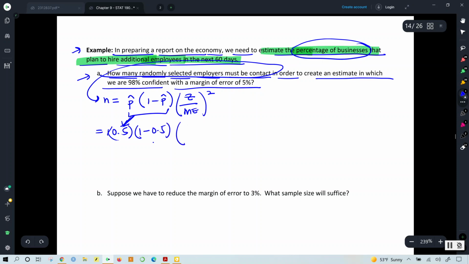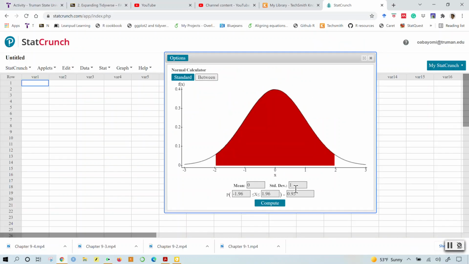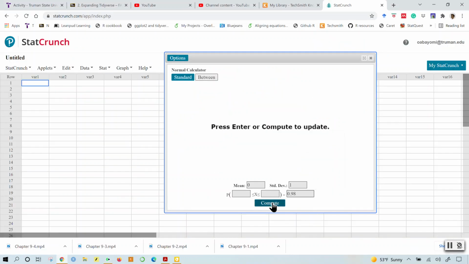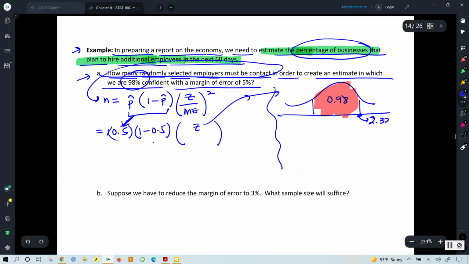Our Z is currently unknown, so we need to find Z. Let's take a quick step out. We want a 98% confidence interval, that'll be 0.98 right in the middle, and I need to find the Z value here. So I'll go back to StatCrunch, change it to 0.98 and compute. This is 2.3263. That is the value of my Z.